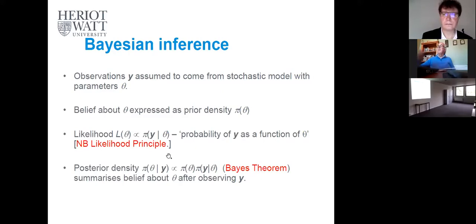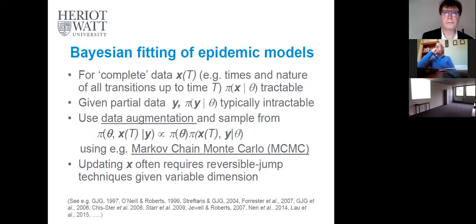Now, one of the big problems when it comes to fitting epidemic models is that the data y is typically partial. For example, the data that I showed earlier, which was simply snapshots of an epidemic at discrete times, does not capture all the events that have taken place. And when you have partial data like that, you usually find that when you try to write down the likelihood function, it's going to be intractable. It's going to be some horrible integral that you can't evaluate.